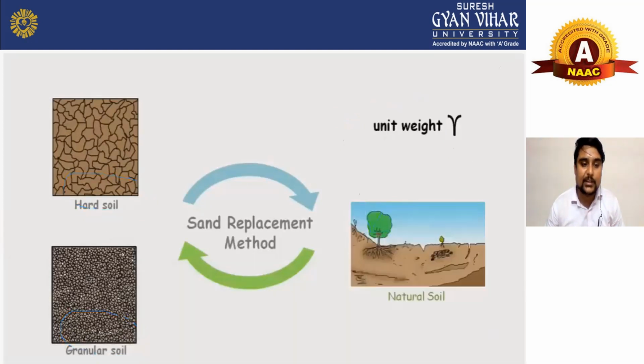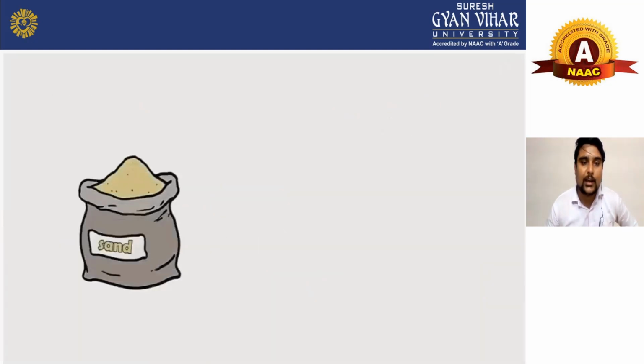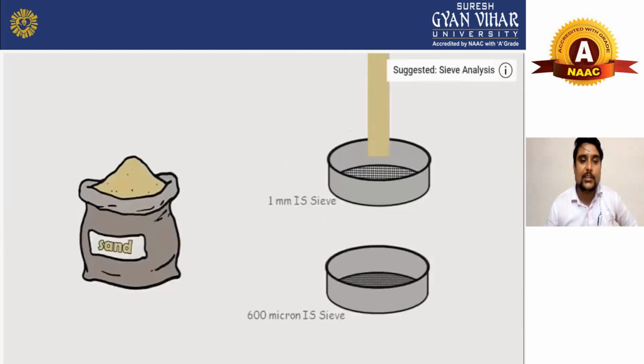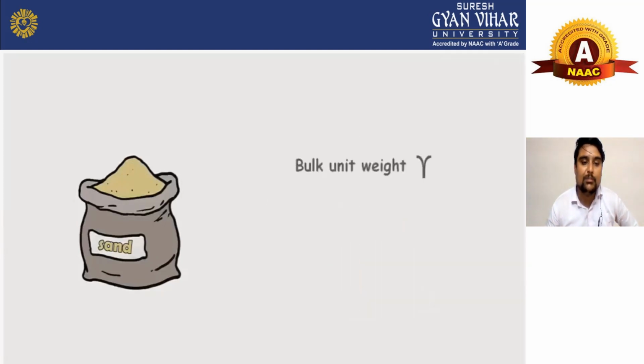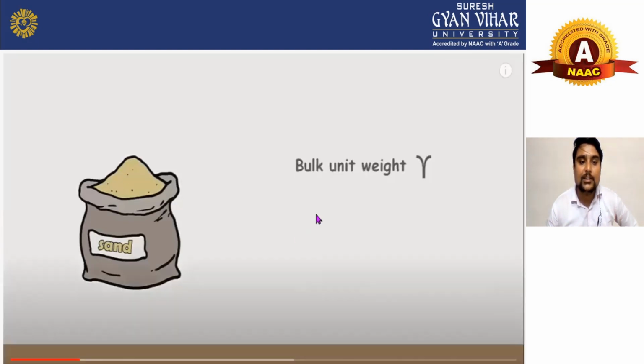Here you can see how we will perform this test. First, we have to take this sand, as you can see, and pass it through the 1 mm sieve, and it will be retained on the 600 micron sieve. Now we will find the bulk density of the sand.